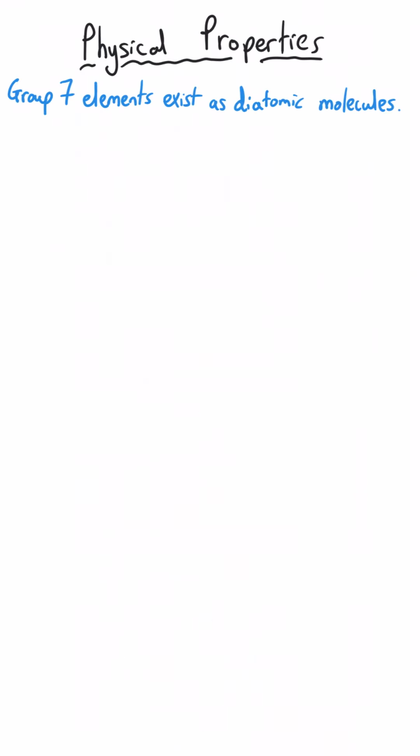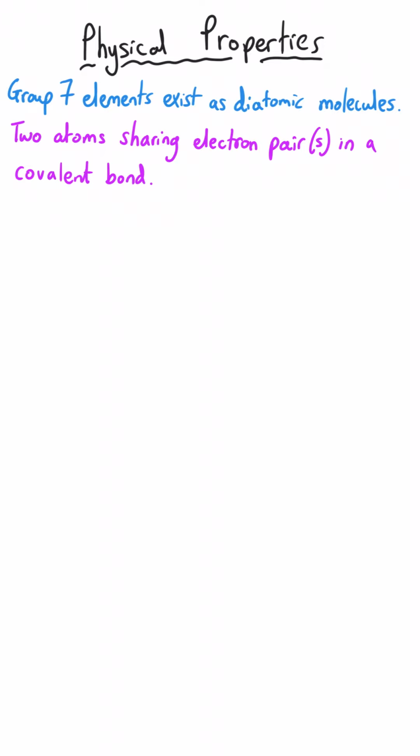You need to know about some of the properties and physical trends of the group 7 elements. The first thing that we should consider when we're talking about the group 7 elements is that they are diatomic molecules. That means that they are covalently bonded and that there are 2 atoms per molecule.